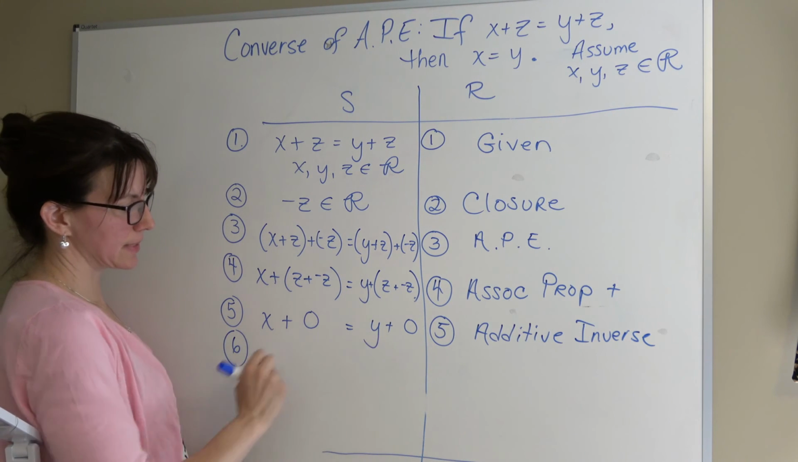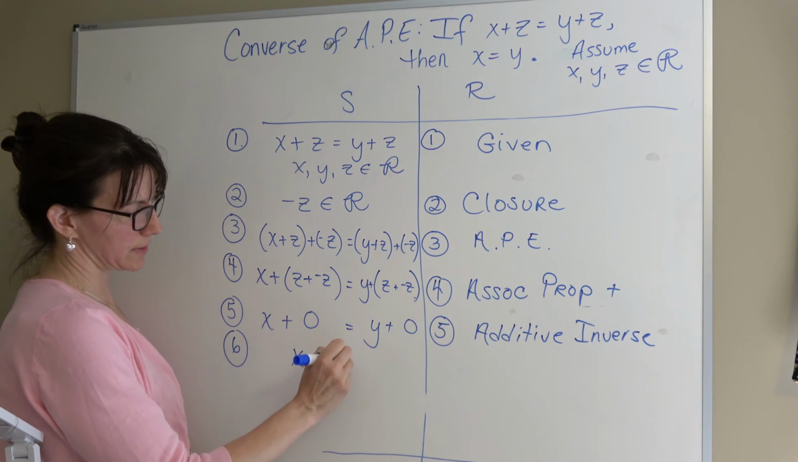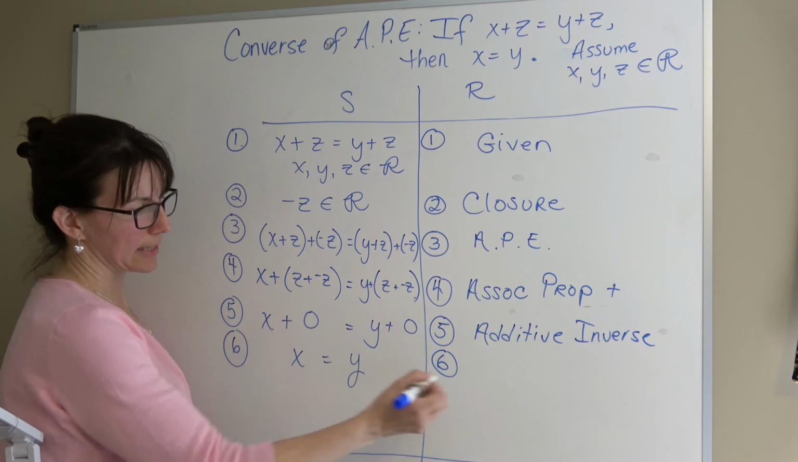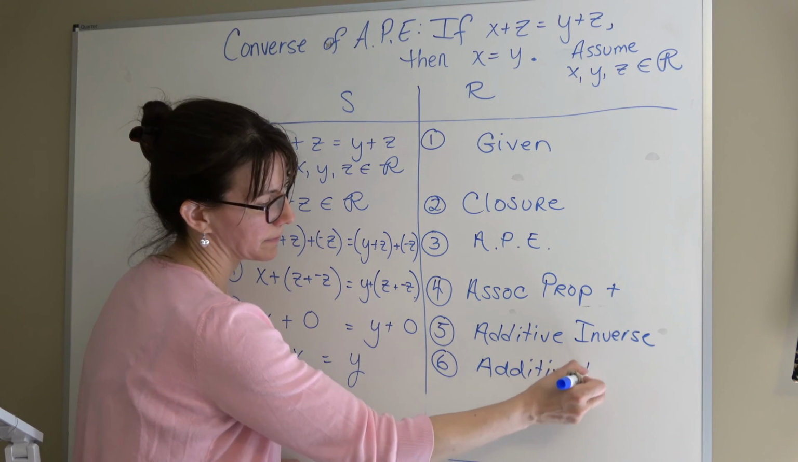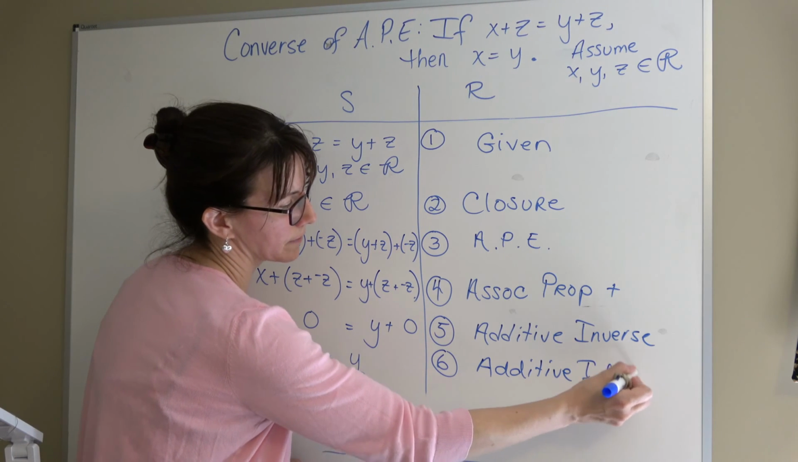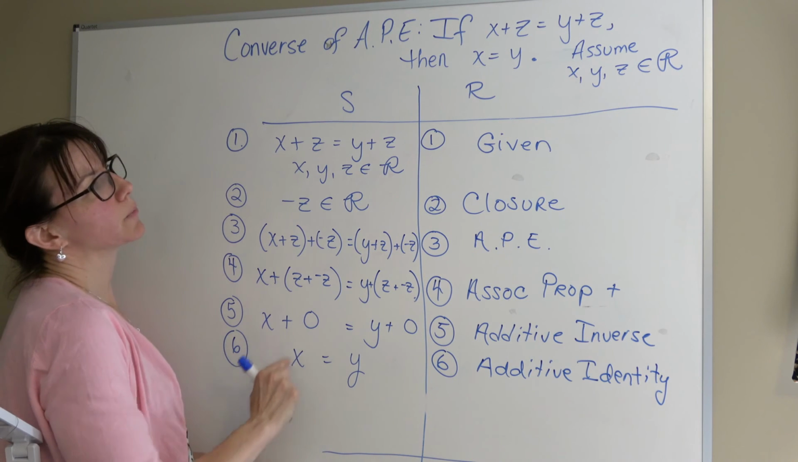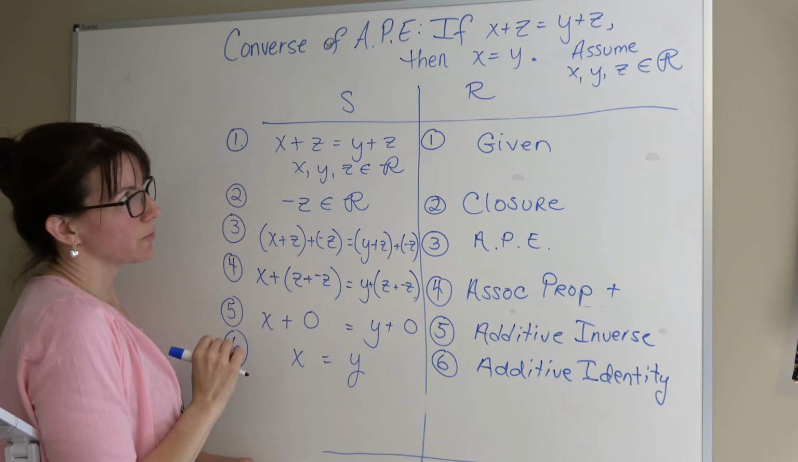So now in step 6, I can say that x plus 0 is x, and y plus 0 is y, which is the additive identity. And this is exactly what I was planning on proving. This is the conclusion of that converse of addition property of equality.